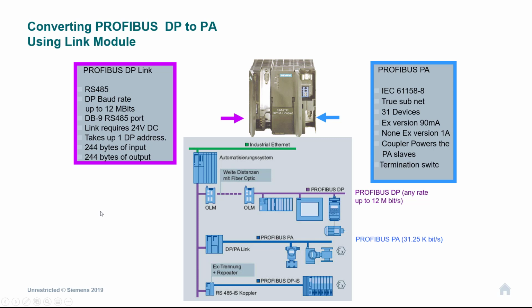So there's a lot to take in there, but it's worth knowing that this is really the most flexible way to go, because if you do need to add another network another day, I can just add another link coupler to my network and I don't have to worry about what's happening to my DP side, because I'm only putting one address onto that network.